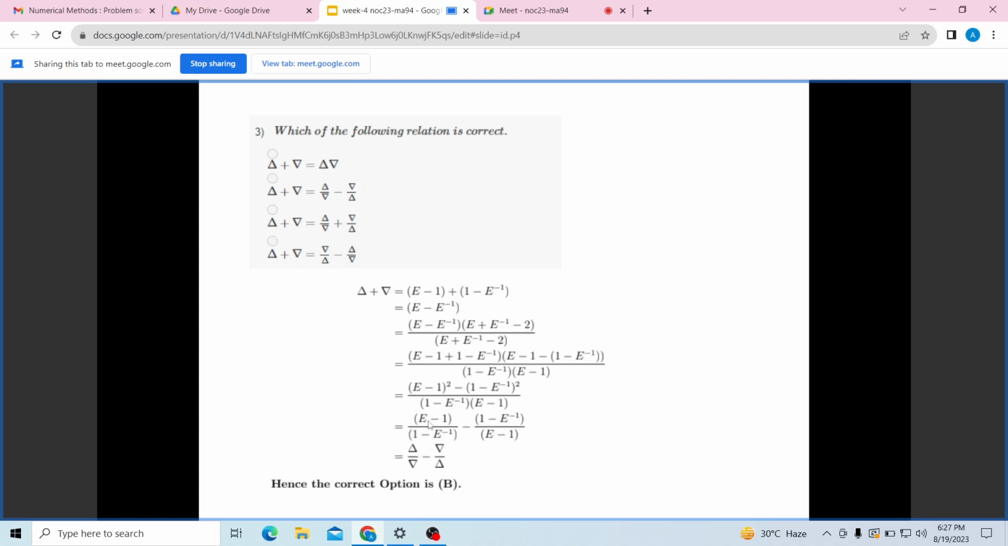Now what is E minus 1? That is our delta, that is the forward difference operator, and 1 minus E inverse is nabla, that is the backward difference operator. Similarly here, minus nabla by delta. Okay, so the correct option is B.